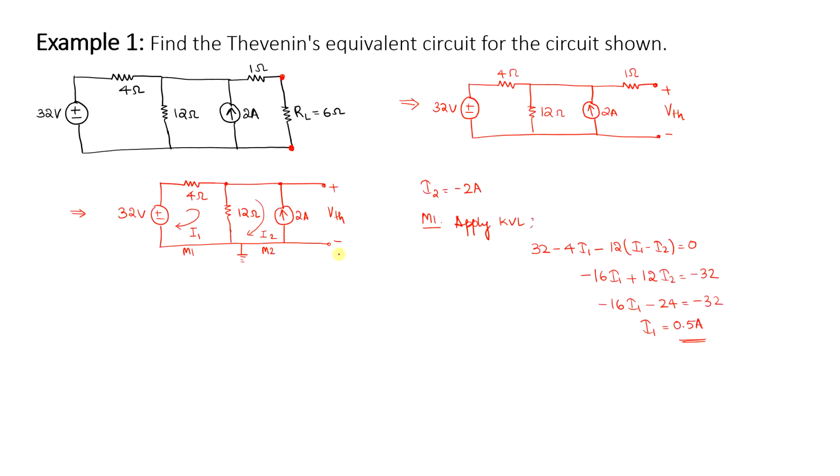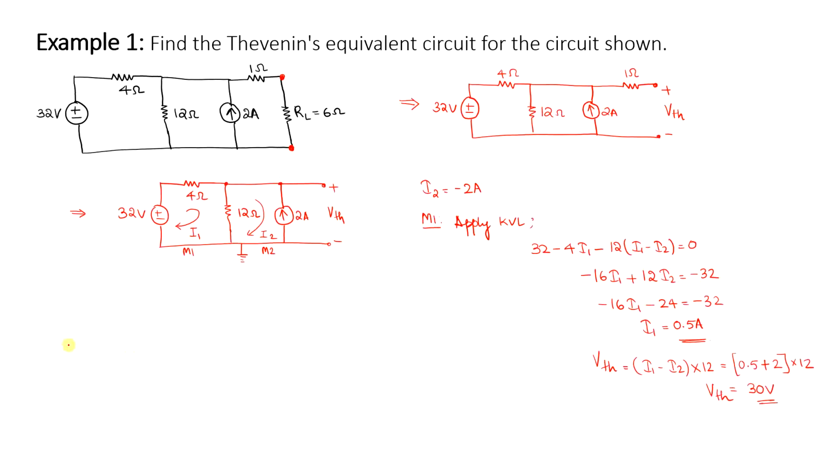Now I said Thevenin voltage is the voltage developed across the 12 ohms resistance, right? Across this 12 ohms resistance, you see this is positive and this is negative. So I need to consider I1 as the dominant mesh, because here the Thevenin voltage is plus, right? So I can compute V Thevenin equal to (I1 minus I2) times the value of resistance, that is 12. So here I get this as 30.